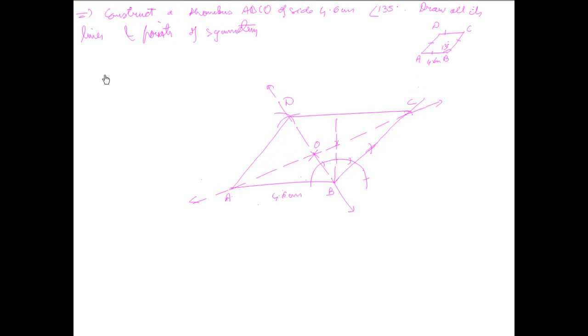So children, lines of symmetry: diagonal AC and diagonal BD, and point of symmetry, point O. It's a point by which the whole figure is symmetrical, children. Like if I draw any line over here, this measurement from here to here will be equal to measurement from here to here. So it is a point of symmetry for this figure. Let's see the example, children.